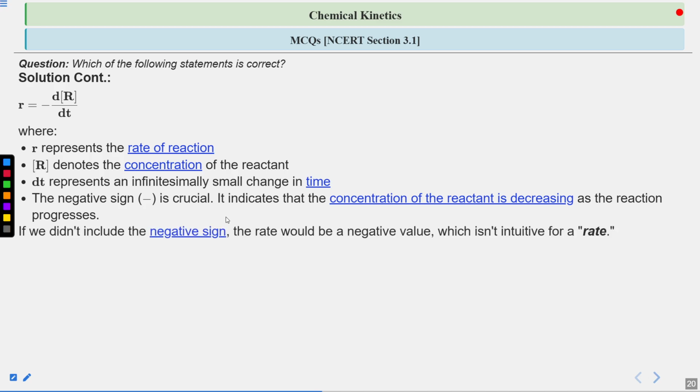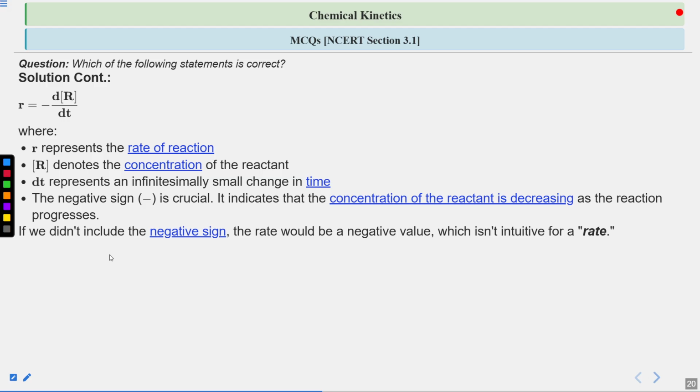Now, if we didn't include the negative sign, the rate would be a negative value, which isn't intuitive for a rate. If you don't put the negative sign in the rate equation and you calculate using the concentration at the final time and the initial time, the rate value is going to be negative, which can't define a rate. Rate is negative?